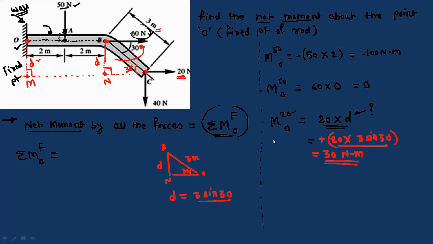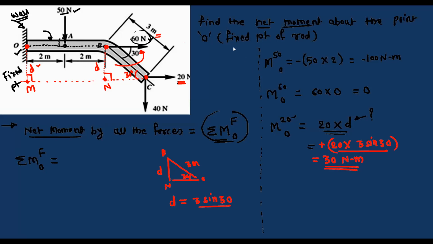Okay, so is it clear to you how to find out the moment by 20 Newton about the point O? So your final answer is 30 Newton meter. And as the moment is anti-clockwise, we can take this value as positive. Now the last force is 40 Newton.